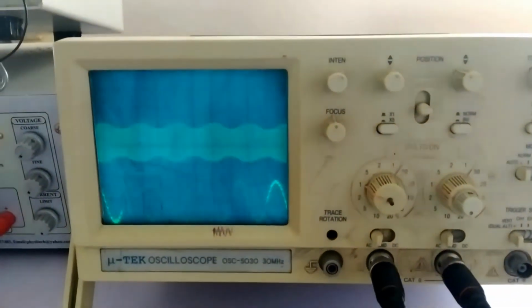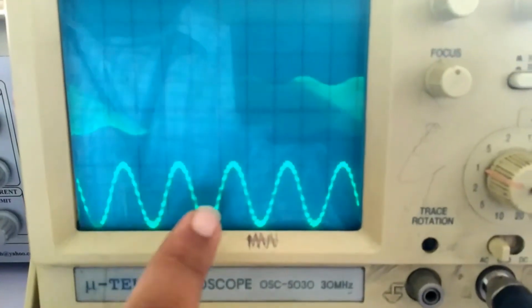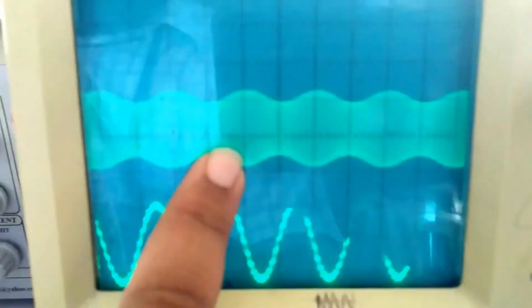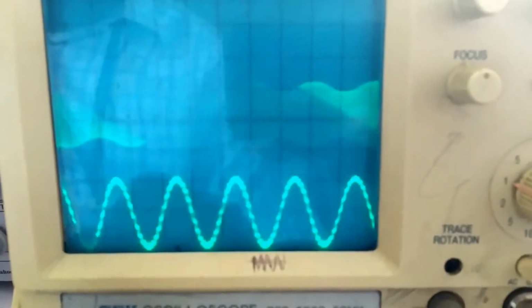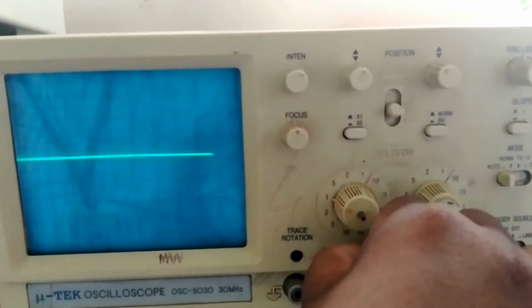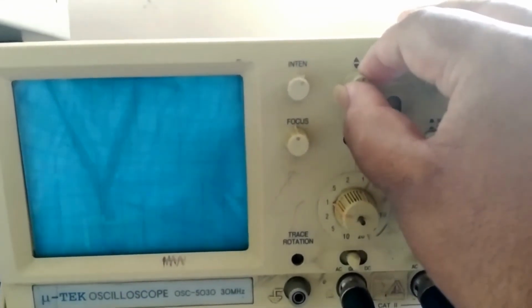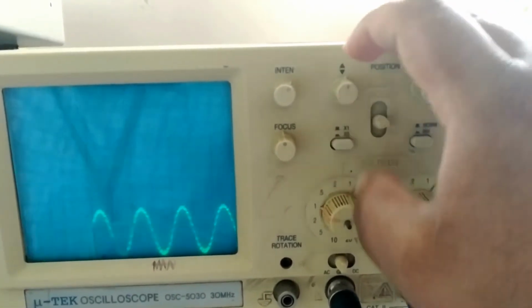By applying the modulating signal in channel 2, in the CRO we will get the display like this. So this is the modulating signal, and this is the modulated waveform. To measure the maximum value and the minimum value, the modulated waveform is observed in channel 1. That's why I set its ground in the middle, so that we get the symmetrical waveform.